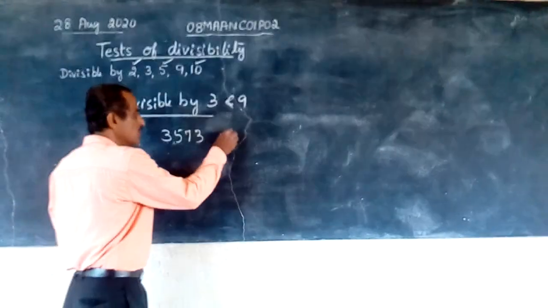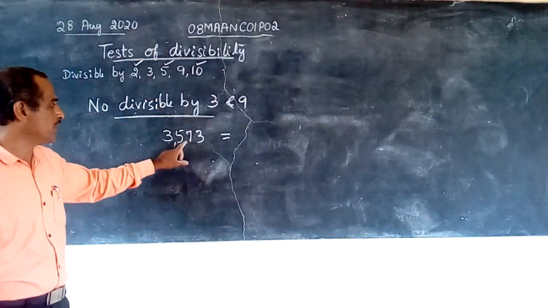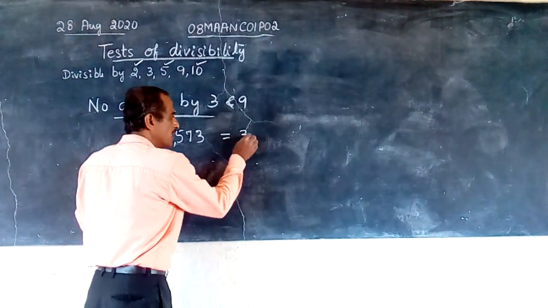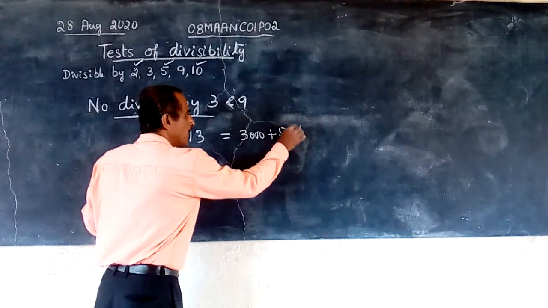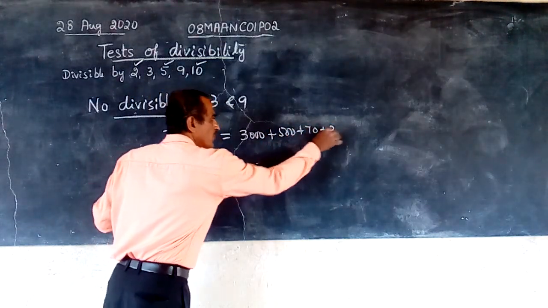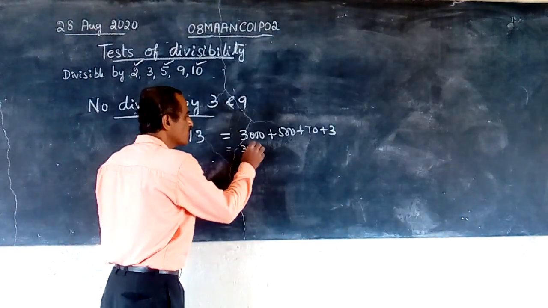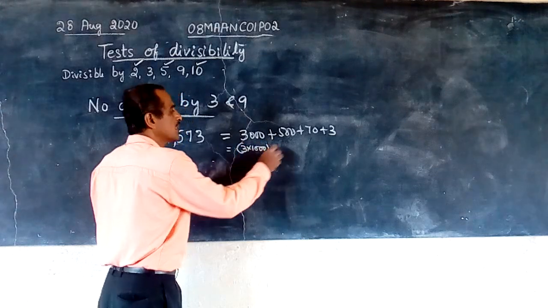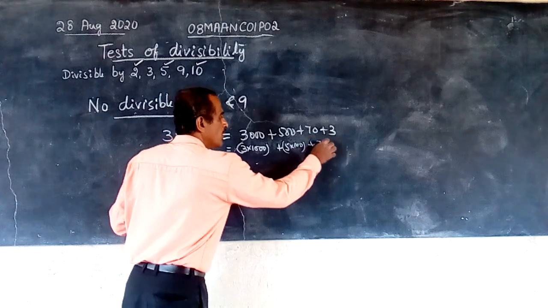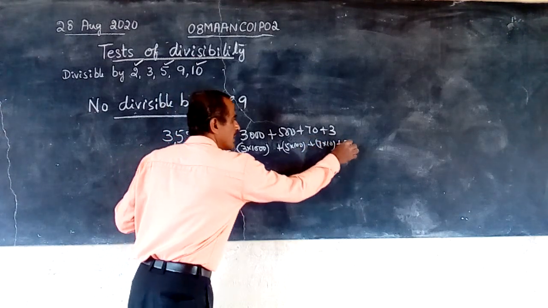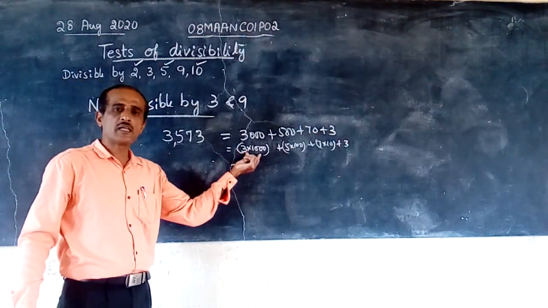Now if you expand this number, how to expand this number? Dear children, 3573 means 3000 plus 500 plus 70 plus 3. This is how we can expand the number. 3000 means what? 3 into 1000. Correct? Plus 5 into 100. Is it correct? Yes, 5 into 100 plus 7 into 10 plus 3. Look at this. Plus 3. 3 into 1000. Now we have to check whether this number is divisible by 9 or not.